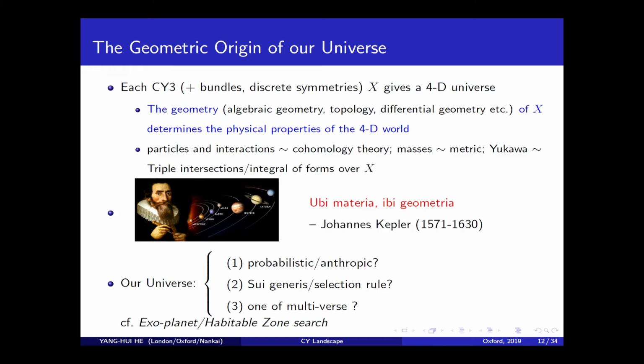So for example, if you want to study the particle interactions, you have to go to this branch of algebraic geometry called cohomology theory, which I alluded to earlier. If you want to study the masses of fermions, that translates to studying the metrics. If you want to study Yukawa couplings, you do triple intersection theory on the manifolds. But everything's really nice, right?